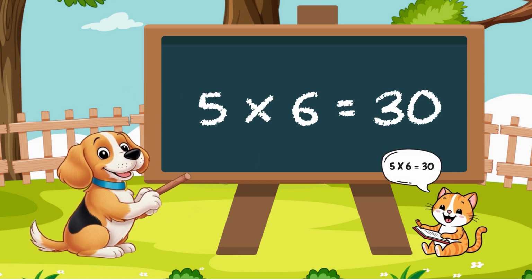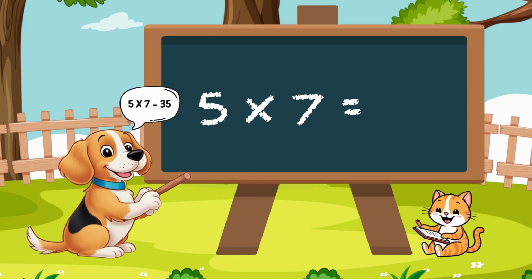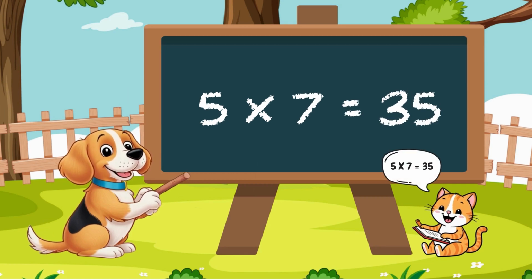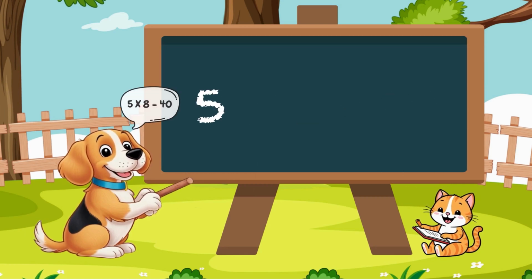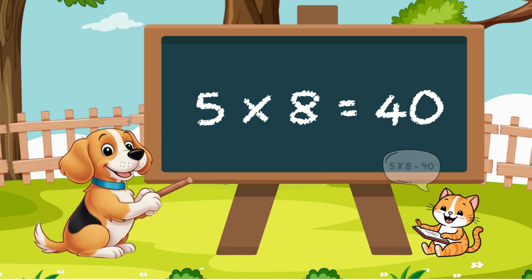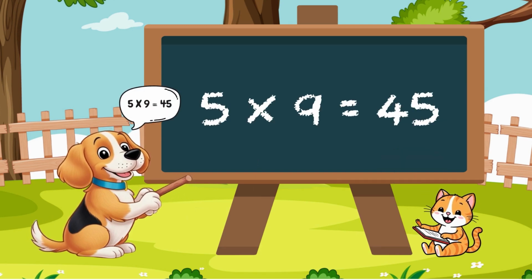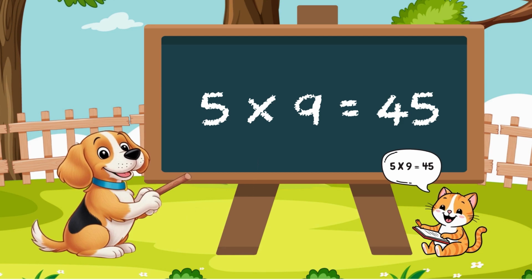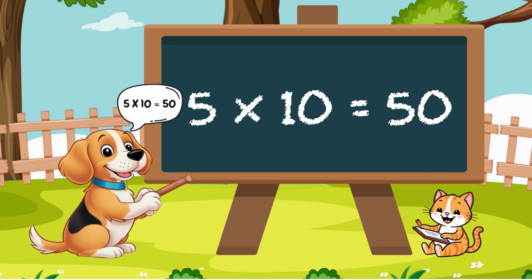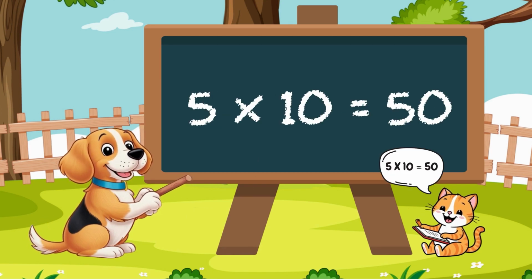Five sevens are 35. Five eights are 40. Five nines are 45. Five tens are 50.